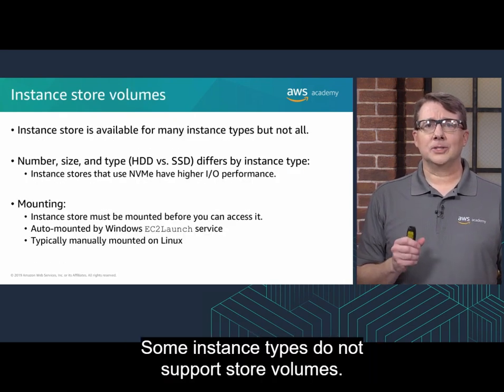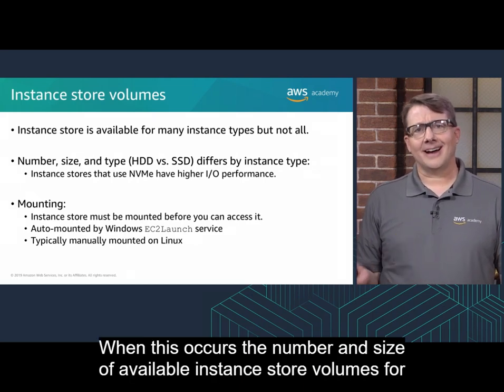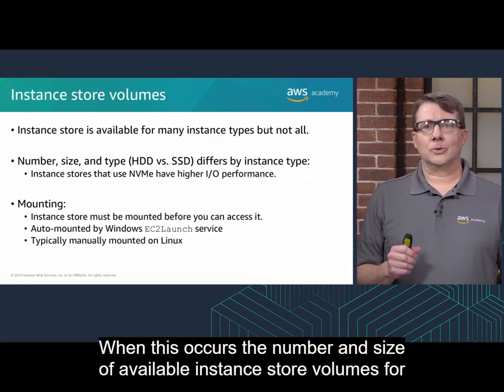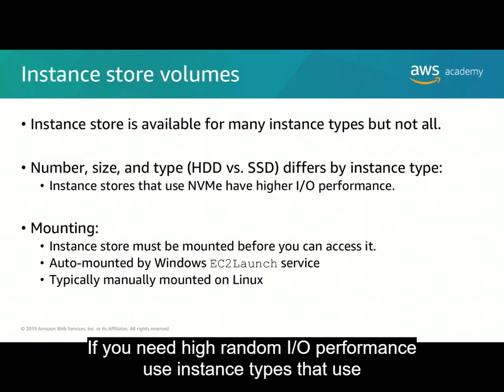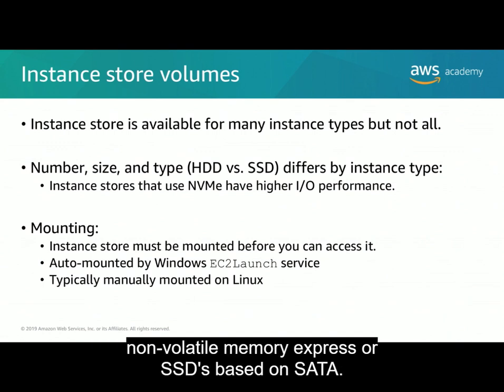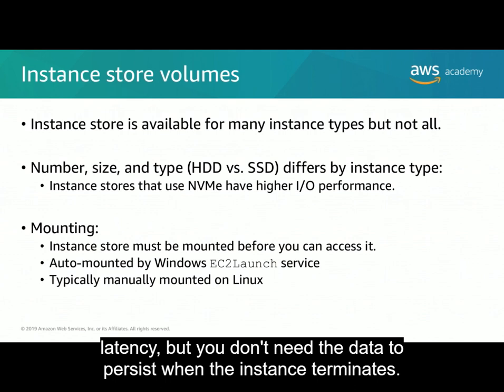Some instance types do not support instance store volumes. When this occurs, the number and size of available instance store volumes for an instance varies by instance type. If you need high random I/O performance, use instance types that use non-volatile memory express or SSDs based on SATA. These instance types are a good option when you need storage with very low latency, but you don't need the data to persist when the instance terminates.